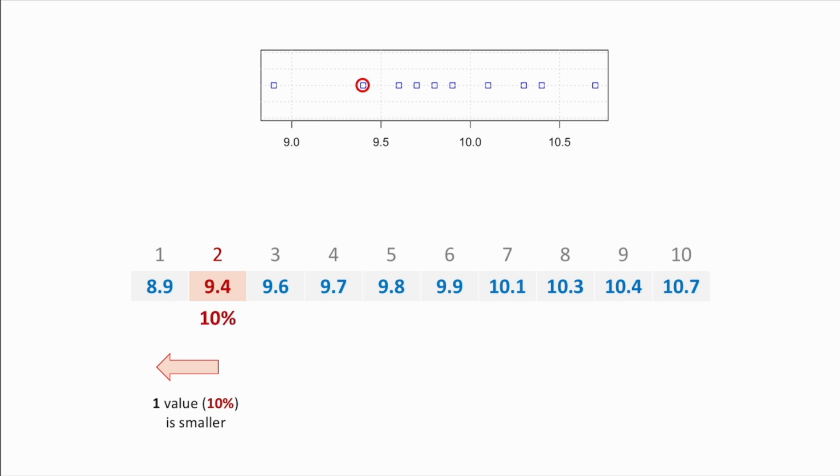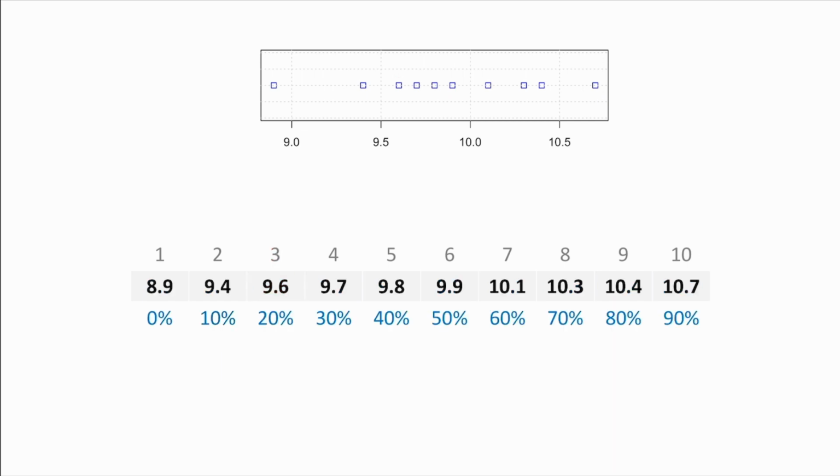Then we can continue and take the next value. How many values are smaller than 9.6? In this case, we have 2 values, and because the total number of values is 10, it's 20%, right? So it's the 20th percentile. We continue until we calculate this percentage for all of them. So every value has a given percent: the percent of values smaller than this particular value. This is the simplest way to compute sample quantiles.